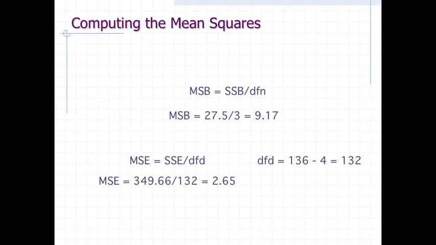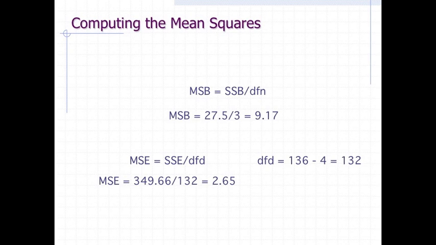Once the sums of squares have been computed, the mean squares, MSB and MSE, can be easily computed. The formulas are MSB equals SSB over DFN, where DFN is the degrees of freedom numerator and is equal to k minus 1. For the smiles and leniency data, MSB equals 27.5 over 3, which equals 9.17.